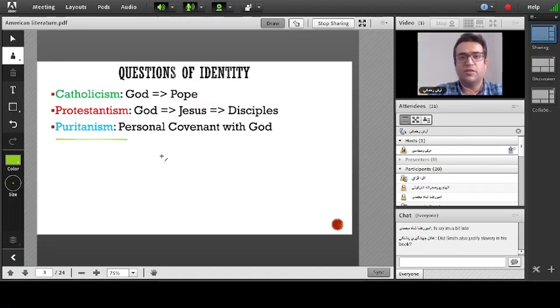Puritans also believe in God, in Jesus, in the disciples, in the Holy Trinity, but they say that the way to connect to God is neither through the Pope, as the Catholics do, nor through the disciples of Jesus, but through a personal covenant, a personal promise to God to follow all of the rules yourself, right? That's very, very simply put, that's what Puritans were all about.